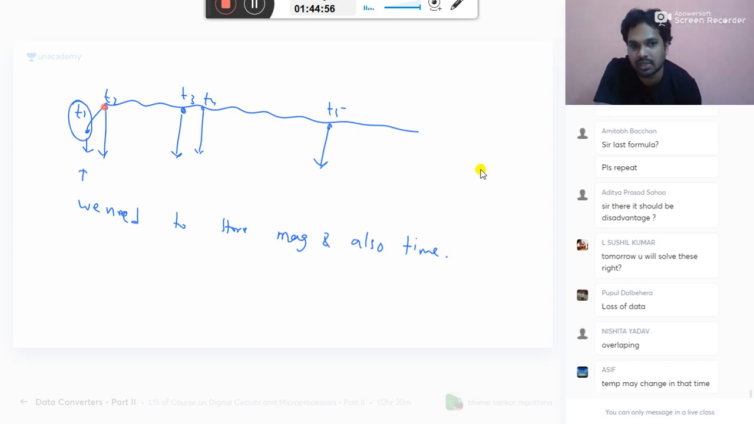Again I should store this because, to retrieve back the data, for storage purposes I use digital signal processing, or for processing purposes. So I convert this data into digital format. So only magnitude is not sufficient; here I need to store time also. At this time this much, at this time this much, at this time this much.